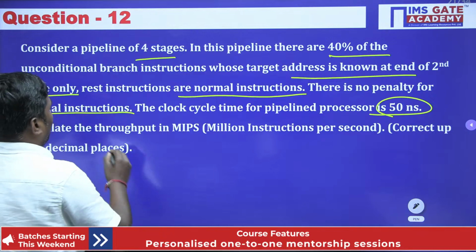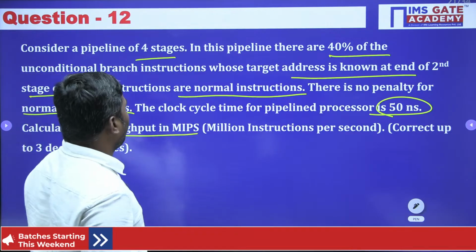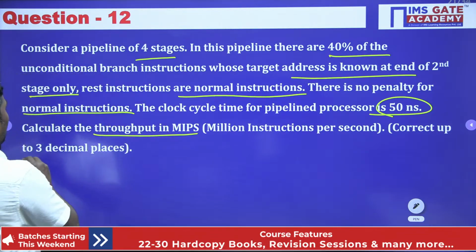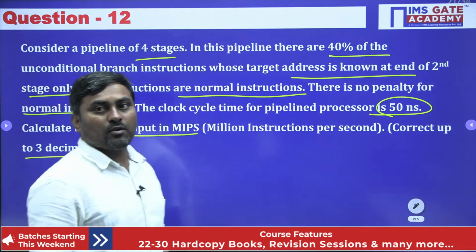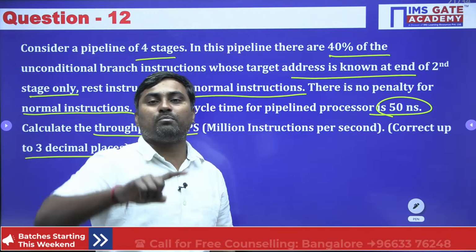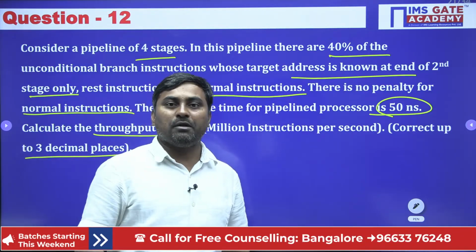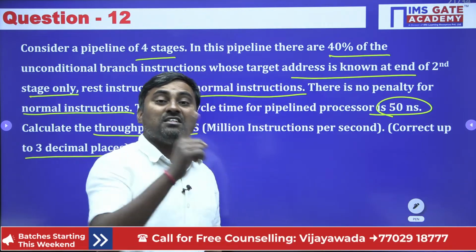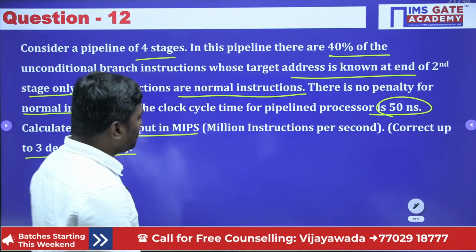Calculate the throughput in MIPS. What is MIPS? Million instructions per second, correct up to 3 decimal places. But in this case, they are not asking for speedup factor. They are asking for the throughput of the pipeline. Throughput of the pipeline means how many instructions are executed per second. They said million instructions per second need to be calculated.